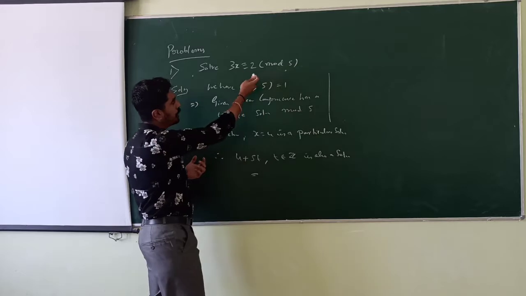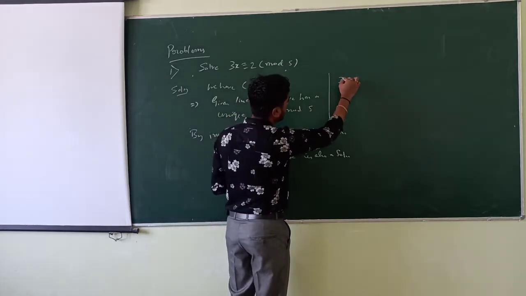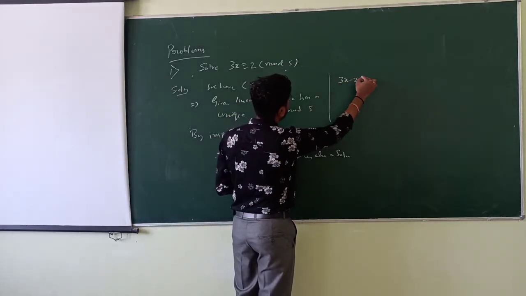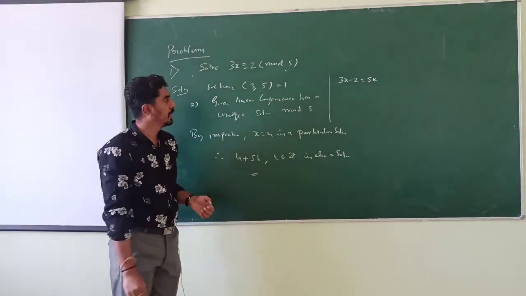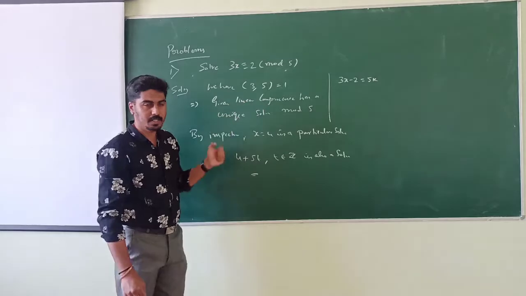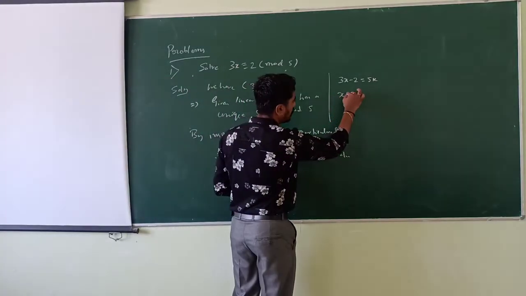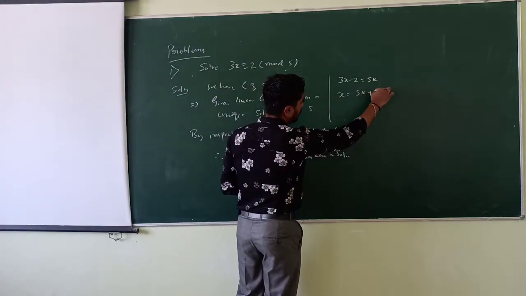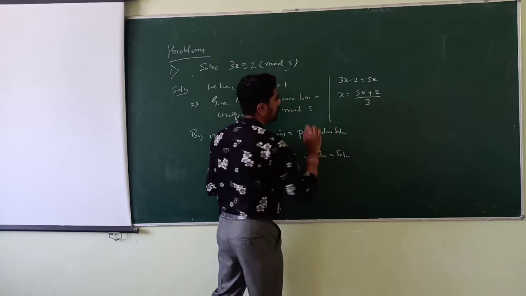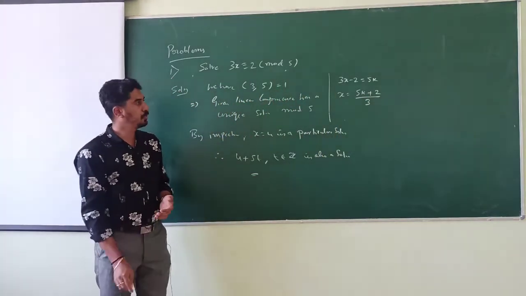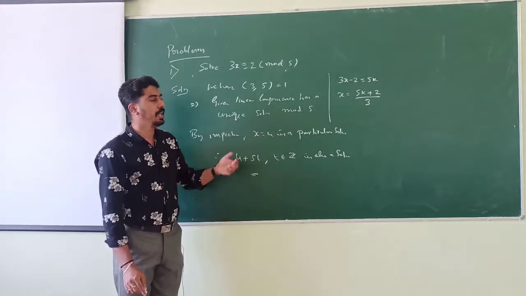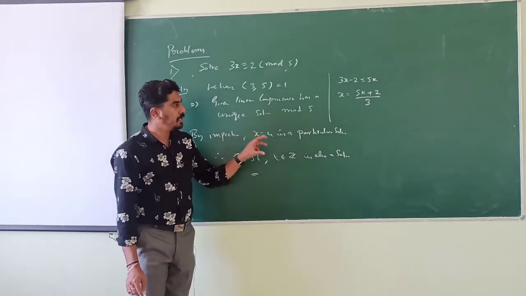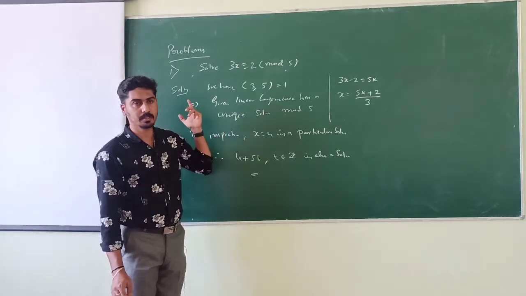If 3x is congruent to 2 modulo 5, then 3x minus 2 is equal to 5k for some k belongs to Z. So solve this for x. I get x is equal to (5k plus 2) divided by 3. Now substitute the values k equal to 0, k equal to 1 and k equal to 2 and so on. If you get an integral value, that will be a solution.